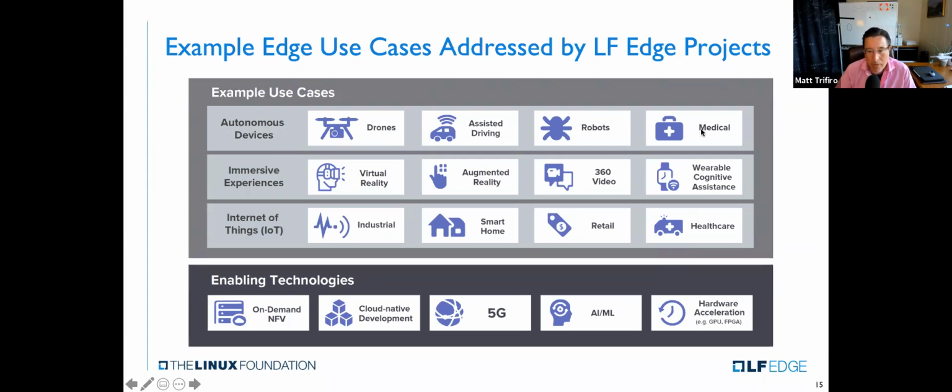And the total of these things. And the vision of LF Edge is to create the enabling technologies that we shouldn't be competing around because they're the basic infrastructure that allows us to build these value-added applications on top. You can go to the next slide.